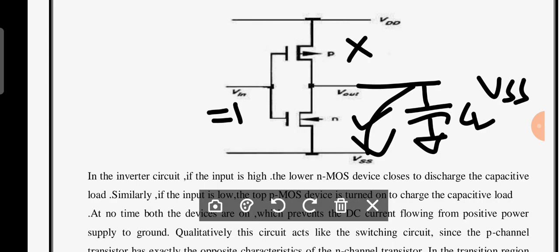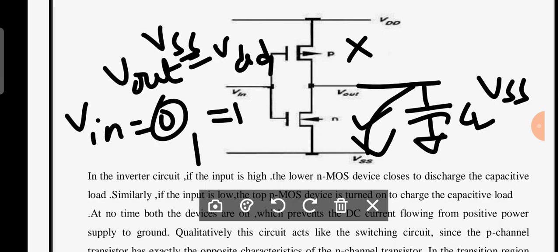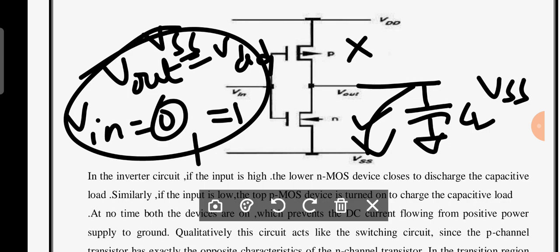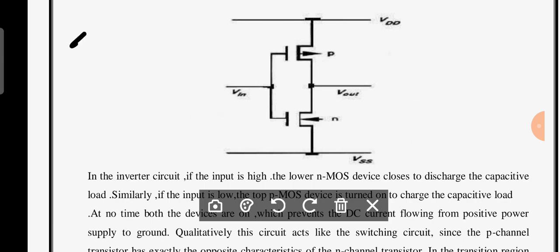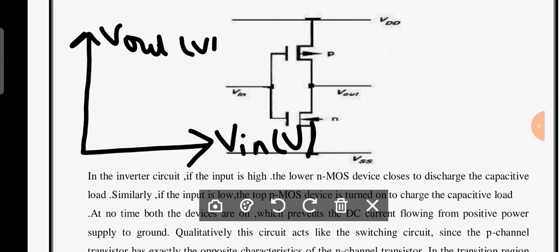If you observe very carefully, when Vin is equal to 0, you get an output of VDD. Similarly, when Vin is equal to 1, you get an output of VSS. Is it understood? Therefore, if you observe the transfer characteristics, or DC characteristics, considering Vin as your input and Vout as your output, this is the transfer characteristic. Is it clear? But here it is an ideal case.